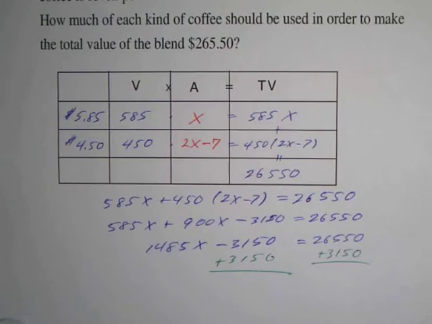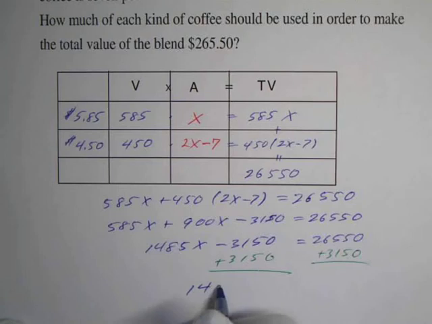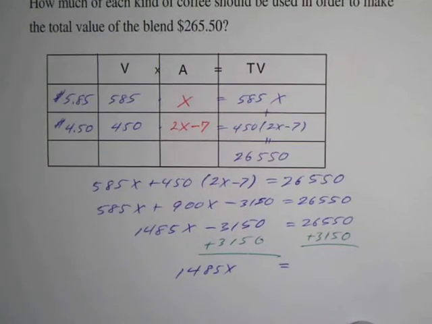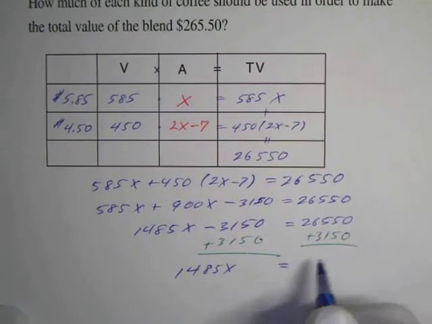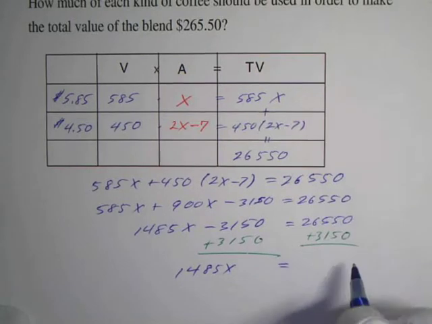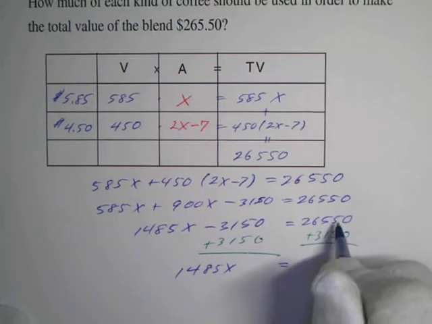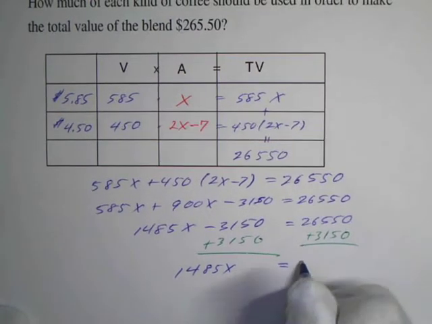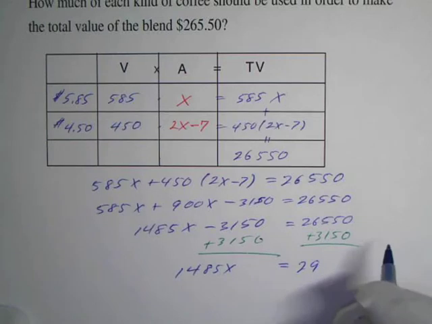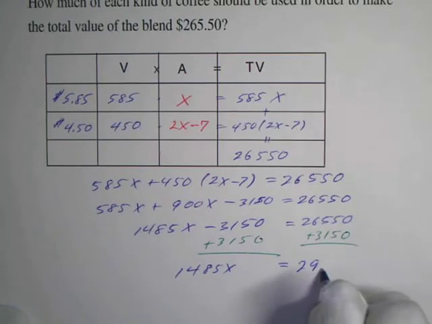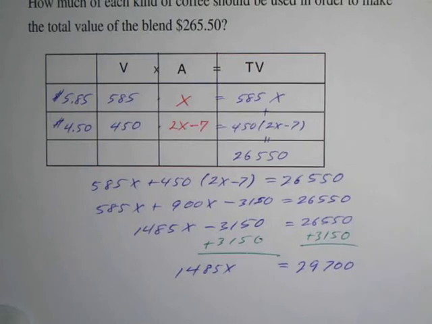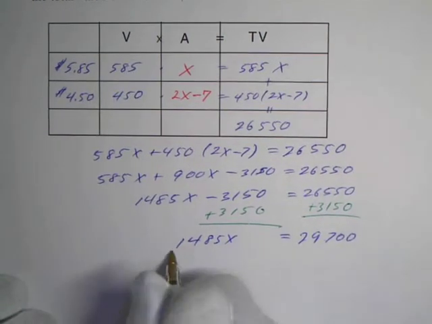And you always want to check your algebra, so this is a good workout of your algebraic technique with big numbers. And when we add these all up, we'll get 29,700. And you can add those: 0, 7, and carry 1, 29. Then divide both sides by 1485.